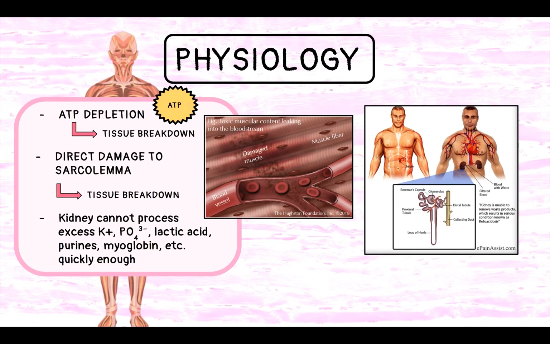There are two main reasons for muscle breakdown, which are ATP depletion and direct damage to the muscle tissue. ATP depletion can occur in places such as exercise or while using certain medications. The lack of ATP causes the breakdown of muscle tissue. Direct damage to the muscle tissue breaks the sarcolemma, the sheath which protects the muscle fibers, and therefore releases the contents of the tissue into the bloodstream. These contents include potassium, phosphates, lactic acid, purines, and as previously mentioned, myoglobin. The kidney is not able to process these contents quickly enough, which causes damage.